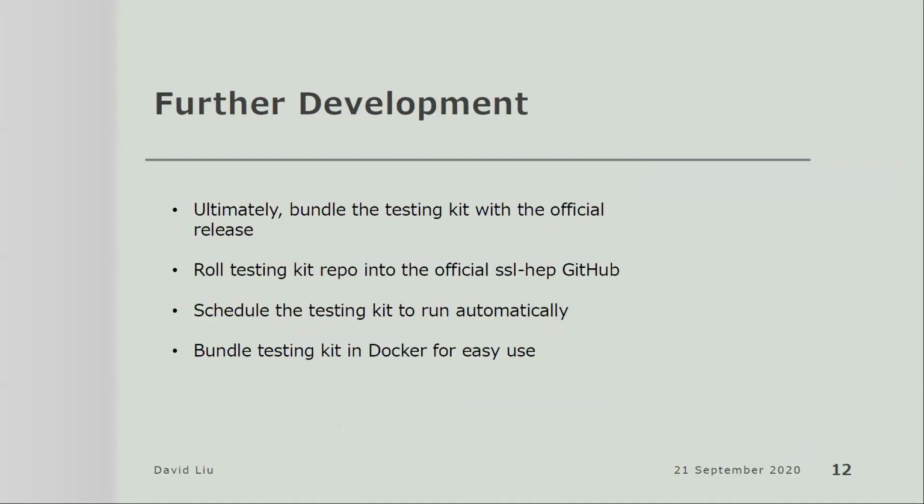So what we have down the line, ultimately, we would like to bundle the testing kit that we've developed with the official release. That's not quite been done yet. We still need to roll the testing kit repo into the official GitHub as well. At the moment, it's still in my private repository. We intend to schedule it to run automatically so that we're not just manually triggering this testing kit after every update, but rather that it's constantly checking the system health on a weekly basis. And finally, we still need to bundle this kit into a Docker image so that it can be deployed on any system very easily, with just a couple of commands.